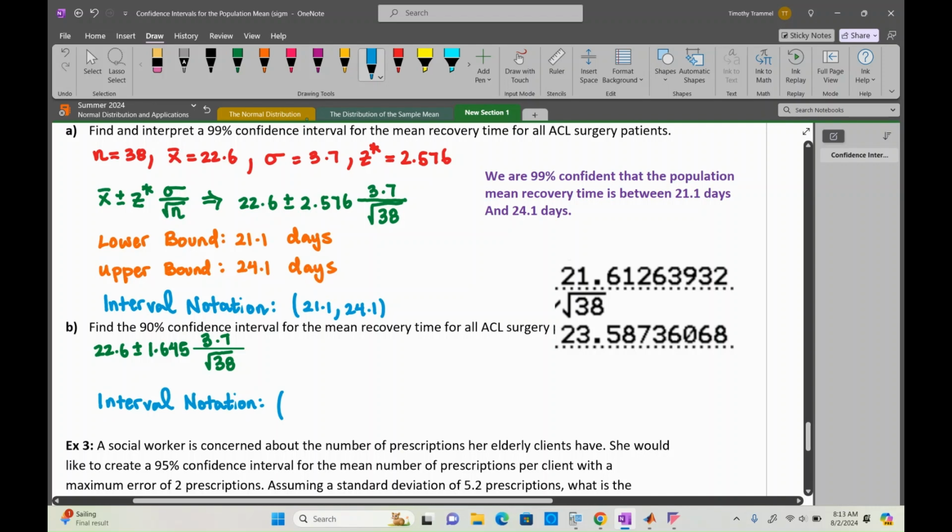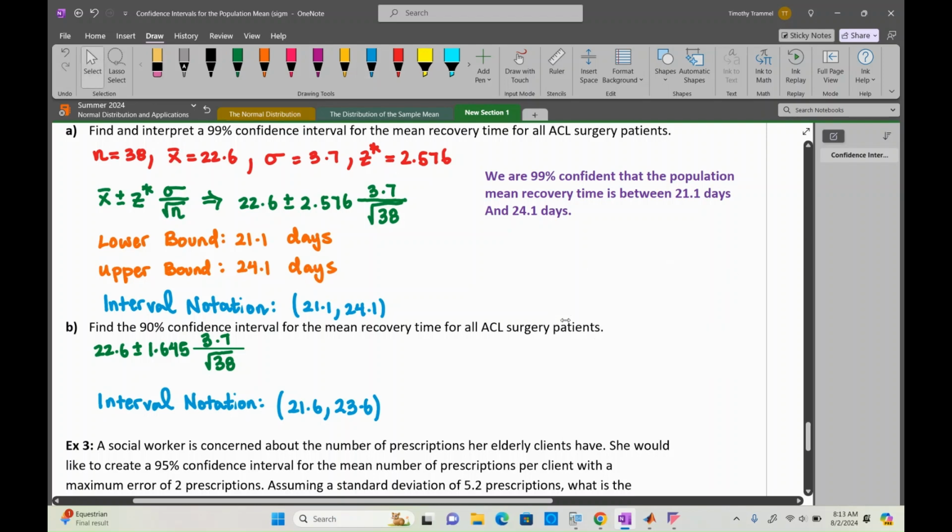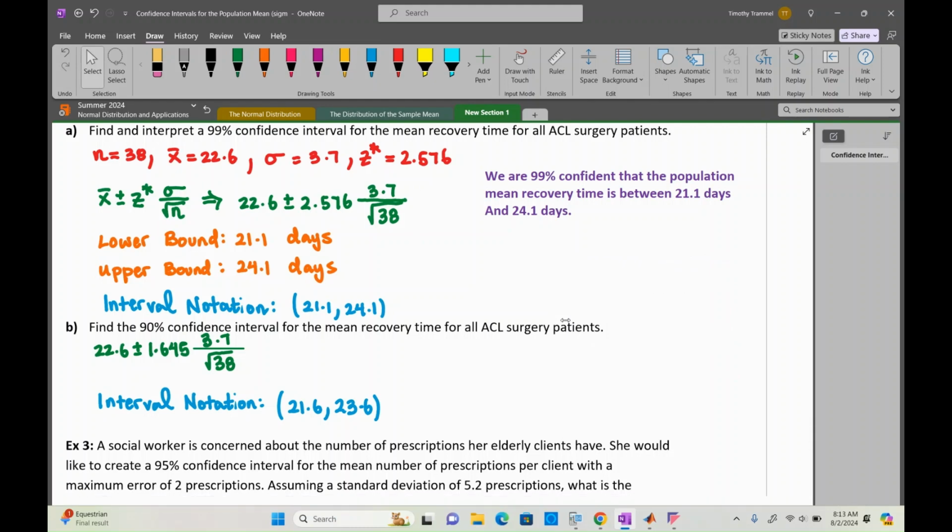All right. So our lower bound is about 21.6 and our upper bound is about 23.6. So there's a little bit of a trade off that we've made here. With the 99% confidence interval, we have a wider interval versus for the 90% confidence interval, we have a smaller interval. And so here's the idea: the wider the interval is, the more likely it is to contain mu. And the smaller it is, the less likely it is to contain mu.